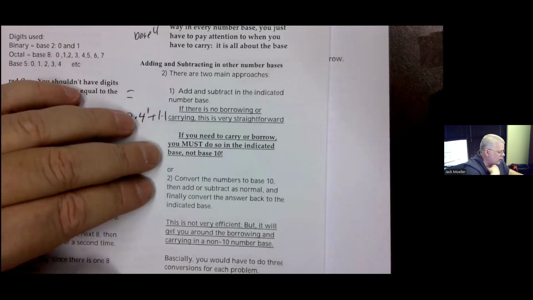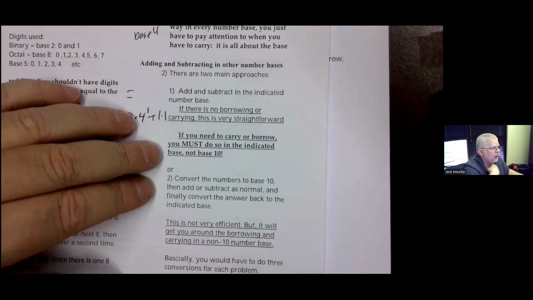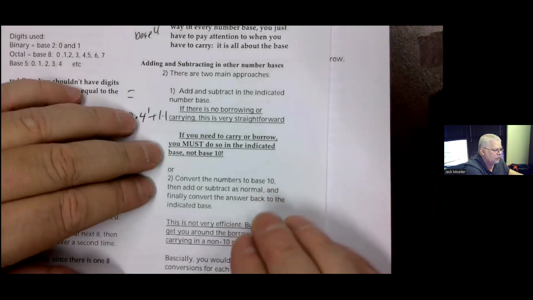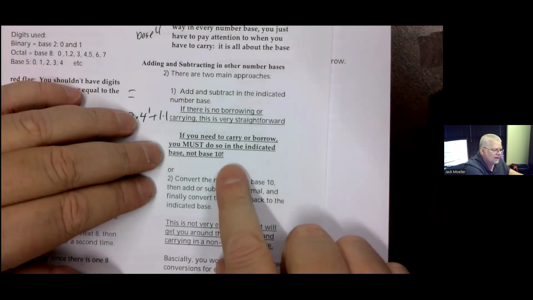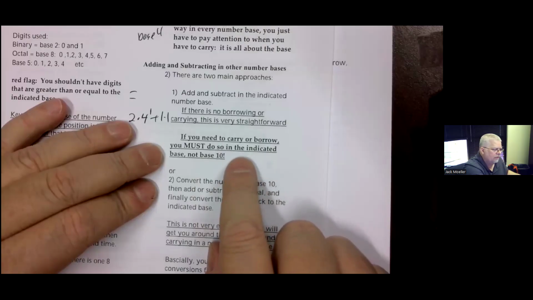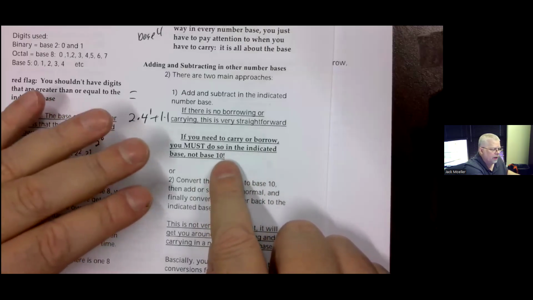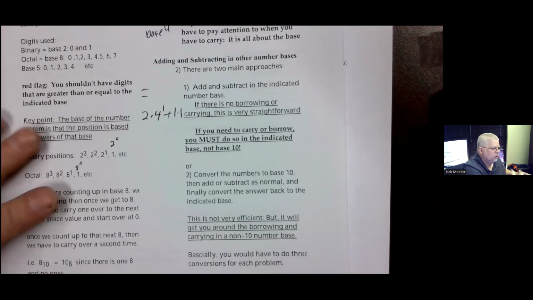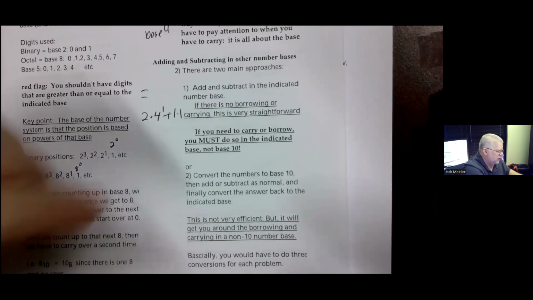If you have to borrow and carry, then what we have to be careful of is that we're borrowing and carrying groups of that base, not groups of 10. So if we're in base 8, when we borrow and carry, we're borrowing and carrying 8s, not 10s. If we're in base 5, we're borrowing and carrying groups of 5, not 10. Or if we're in binary, which is base 2, we're adding and subtracting groups of 2, not 10s.